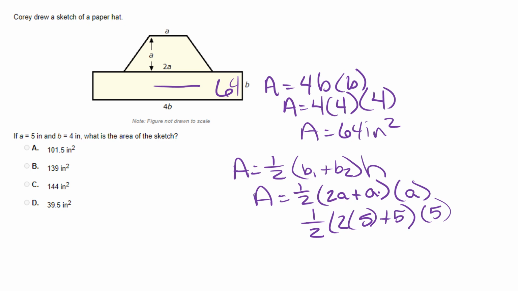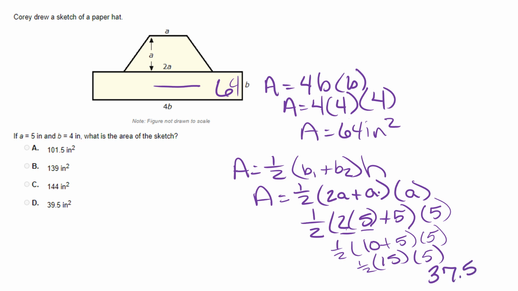Okay, so I'm going to simplify. 2 times 5 is 10. Okay, 10 plus 5 is 15. So 15 times a half times 5 gives me 37.5. So now I need to know the area of the entire sketch. So I found 64 and I found 37.5. Now I've got to add them together.